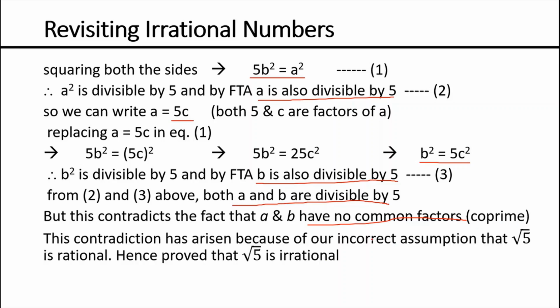This contradiction has arisen because of our incorrect assumption that under root 5 is rational. Hence, we have proved that under root 5 is irrational.